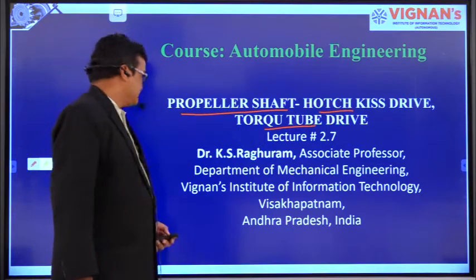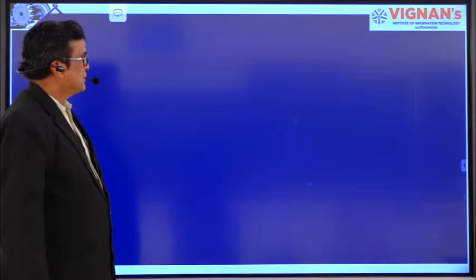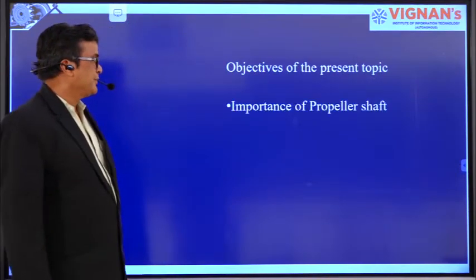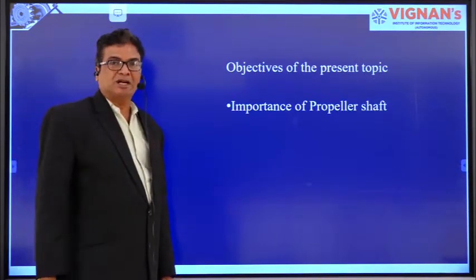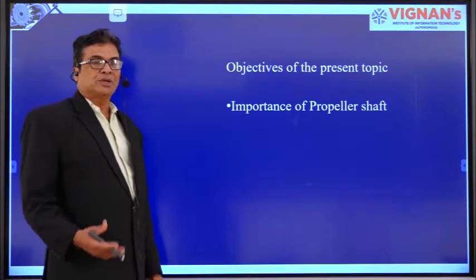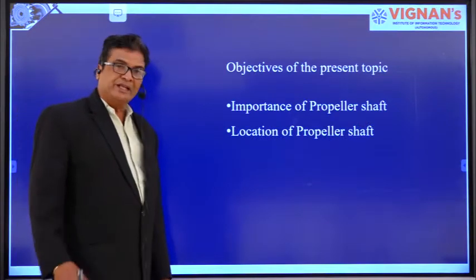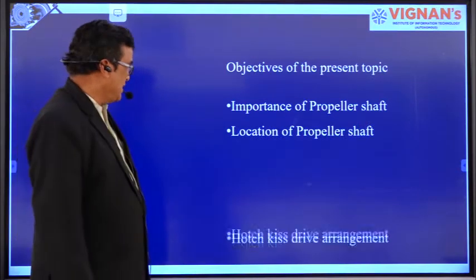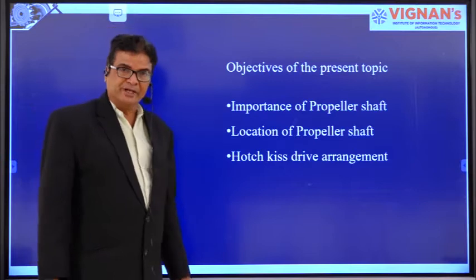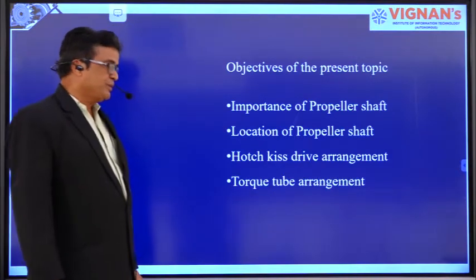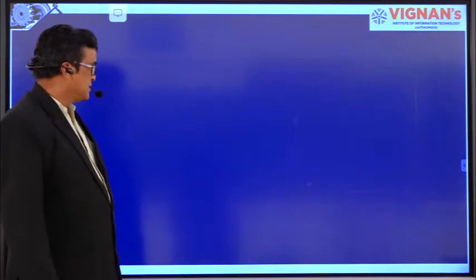Propeller shaft. The objectives of the present topic are: what is the importance of the propeller shaft, why to connect the propeller shaft in the automobile, where the propeller shaft is located in the automobile, and the Hotchkiss drive arrangement, how the arrangement is done in the automobile, and the torque tube arrangement, how it is.